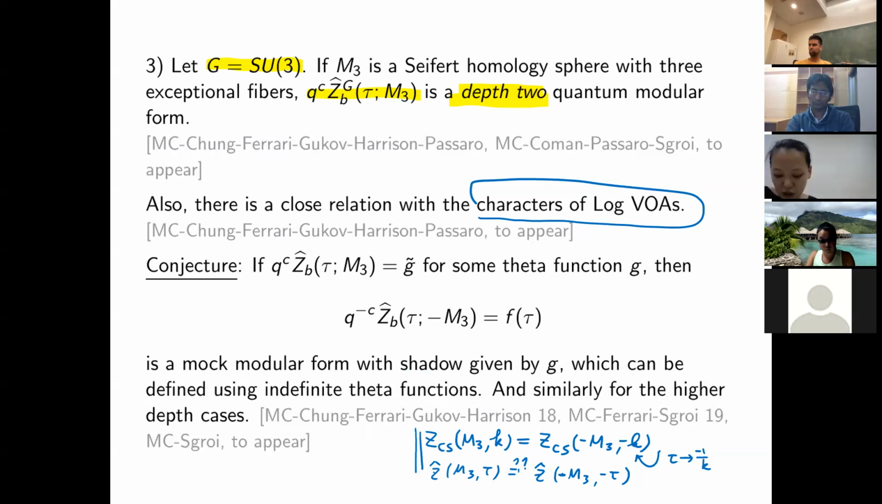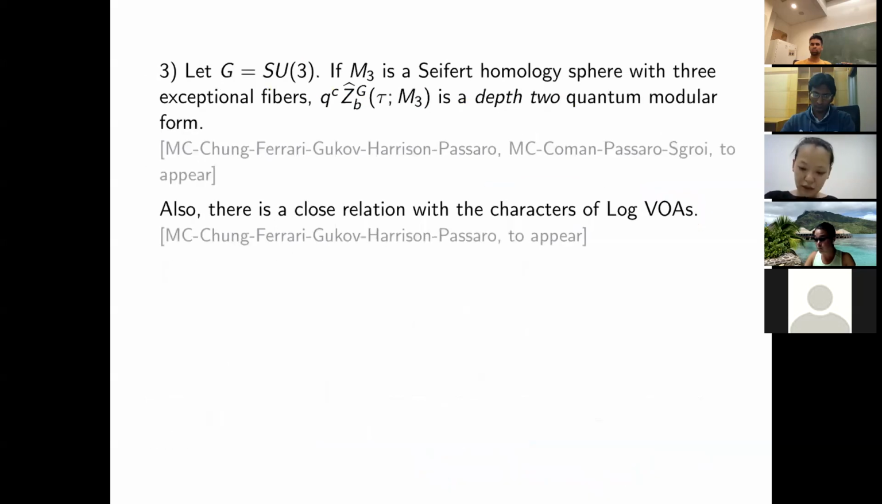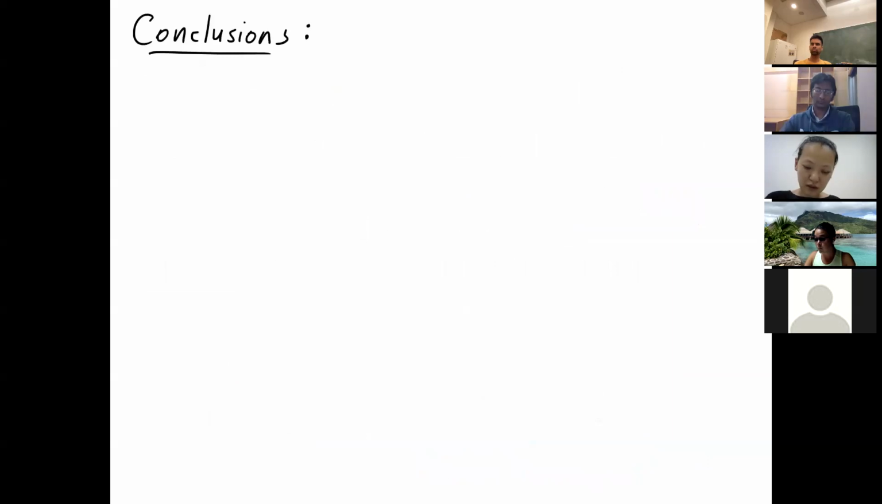Okay, and then you can define it. This is work in progress with a student of mine, with some preliminary results already on the arXiv. Moreover, you can use indefinite theta functions, which appear again and again, for instance recently in the context of BPS counting and so on, to define it. And then similarly it should also hold for higher depth cases. Okay, so this gets repeated. I apologize for it. So now it's time to conclude.